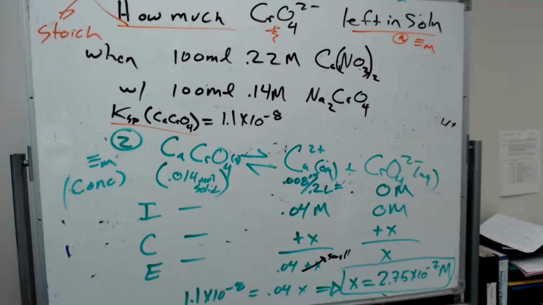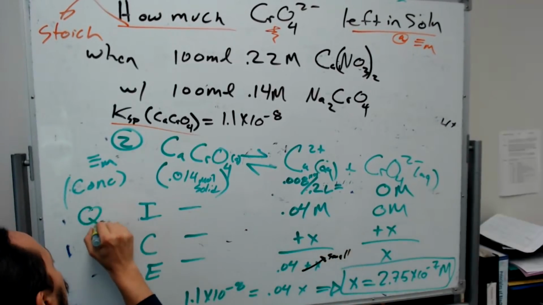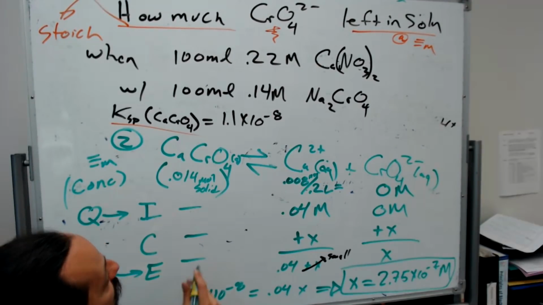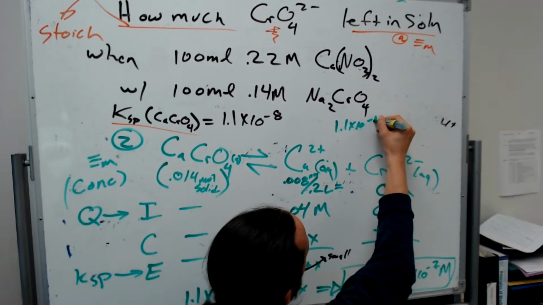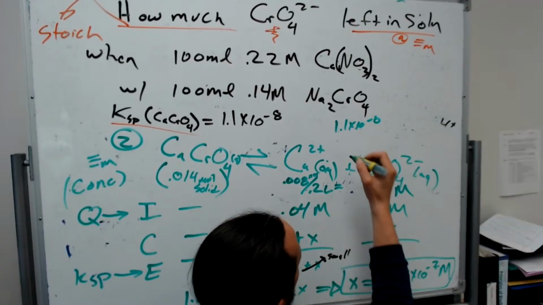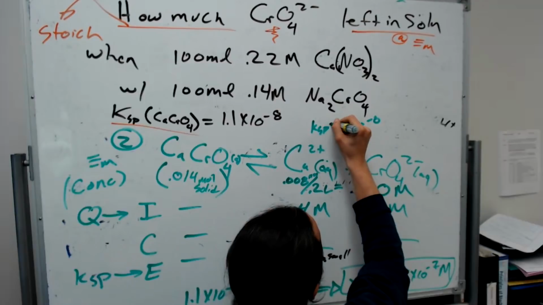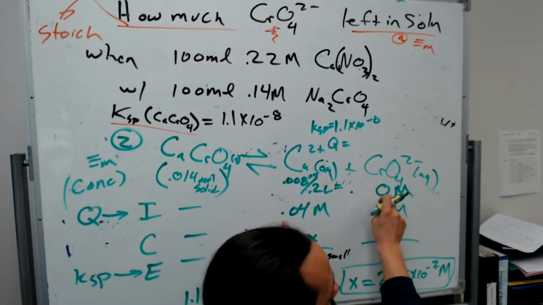Question? So if we were to do a Q versus KSP, could you show me an example of what that would look like just for this problem? Yeah, so if we wanted to do a Q versus KSP, remember Q is defined by the initial conditions. KSP is defined by the equilibrium conditions. Now we have our KSP given to us. It's 1.1 times 10 to the minus 8. We'd have to calculate our Q. And remember, it's got the same expression, but different numerical values. So I would just do 0 times 0.04.